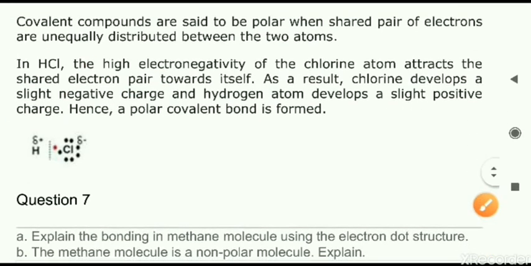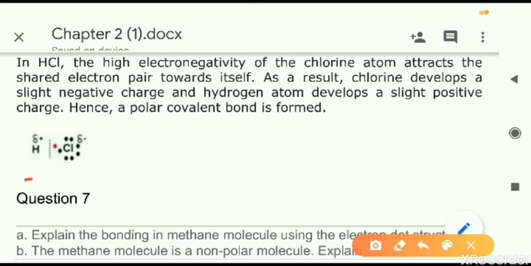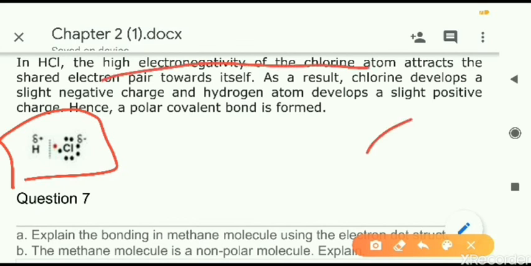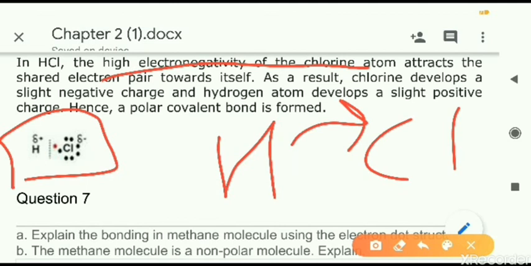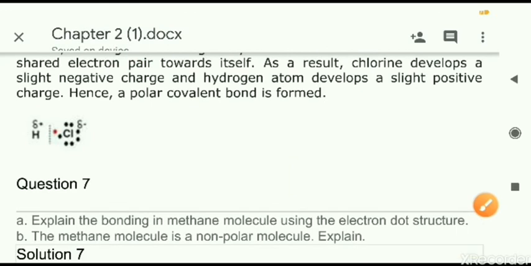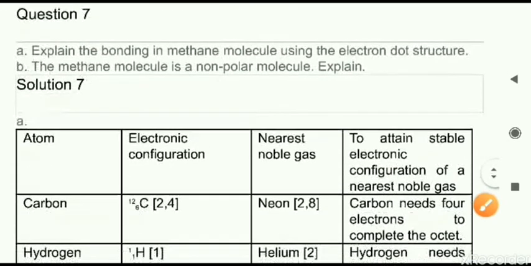In the case of hydrogen chloride, you can write that hydrogen has a partial positive charge and chlorine has a partial negative charge. Why does this charge come? Because of the high electronegativity of chlorine, the electron pair is attracted towards the chlorine atom. So equal distribution of the electron pair does not take place. The electron pair moves more towards the chlorine atom. That is why it is a polar covalent bond.